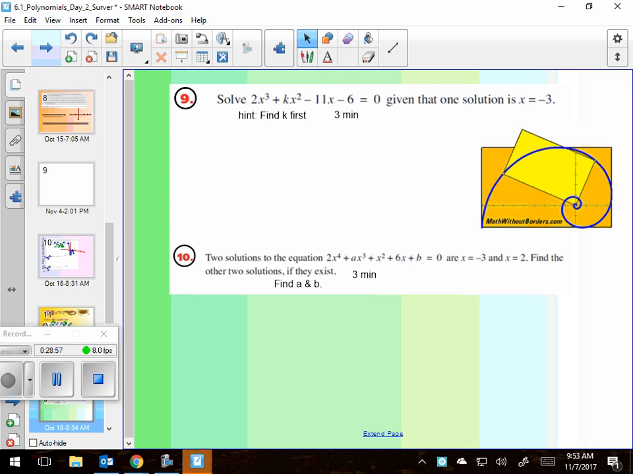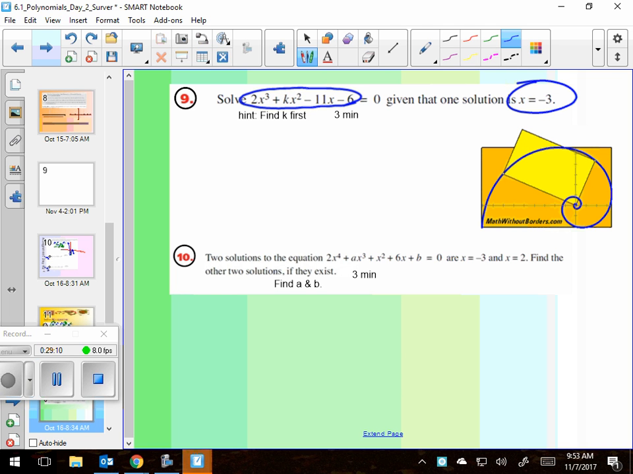When it says one solution is x equals negative 3, do you get that that means that this part factors and one of the factors must be, you know where I'm going with this? One of the factors has to be what? If the answer is x equals negative 3, one of them has to be x plus 3. Awesome.